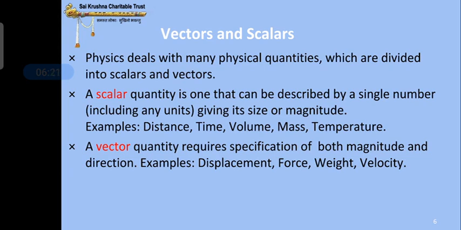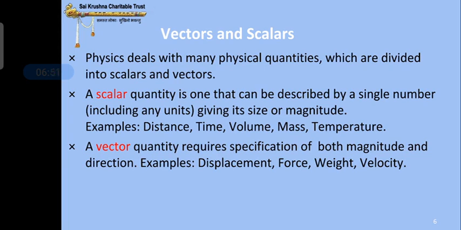A scalar quantity is one that can be described by a single number including any units, giving its size or magnitude. So a scalar quantity represents only the magnitude. Whereas what about the vector quantity? A vector quantity requires specification of both magnitude and direction. So scalar represents only the magnitude, whereas the vector represents the magnitude as well as the direction.